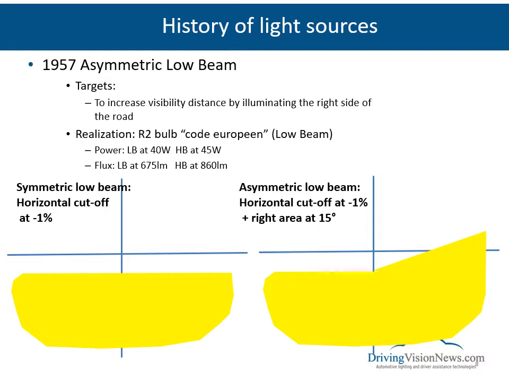Till 1957, the beam was flat. We had a cutoff to avoid glare for others in low beam, positioned at -1%. But the visibility was not good enough, particularly on the right side, to avoid dangers from pedestrians or cyclists. And so appeared in this period the bulb called R2, or Code European, with a power in low beam of 40 watts and a flux of 675 lumen, the high beam being at 45 watts with a flux of 860 lumen. This asymmetric low beam with a cutoff of 15 degrees in the right area improved significantly the visibility distance in this position.